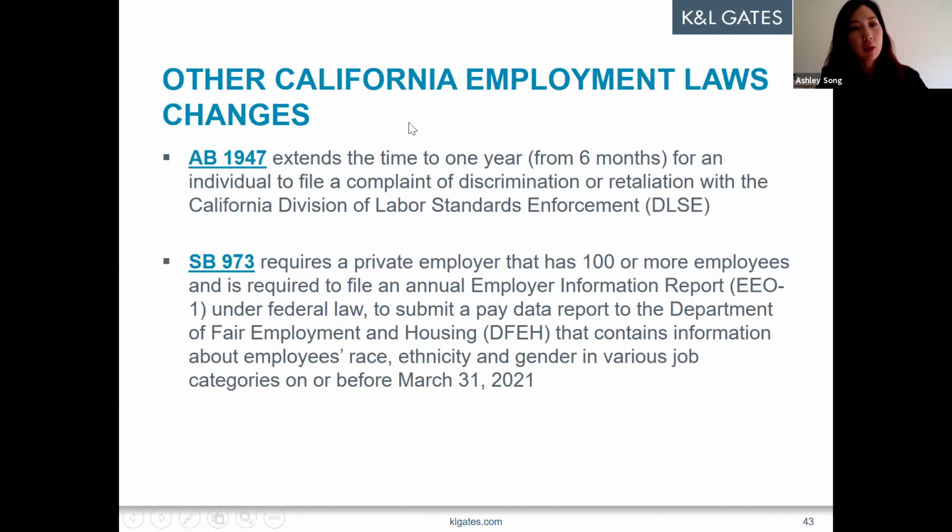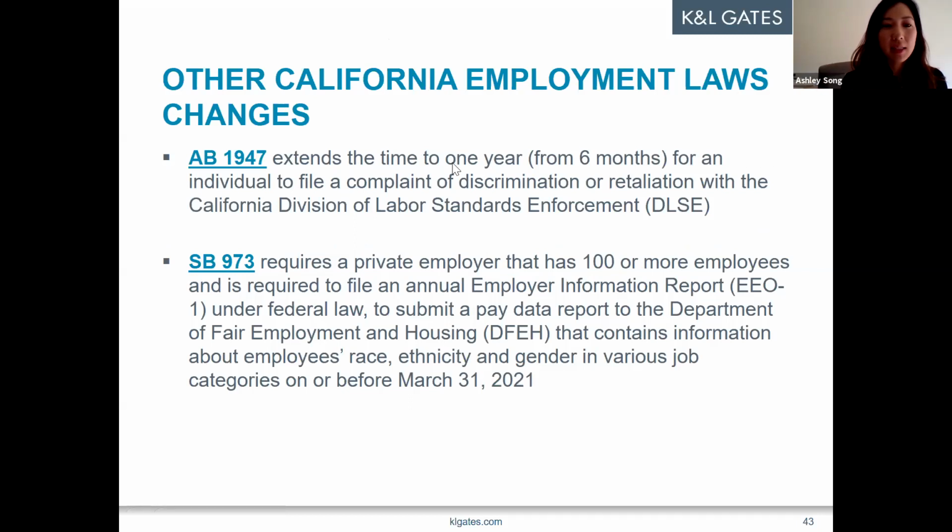Again, it's just smaller changes to employment laws, but AB 1947 extends the time to 1 year from 6 months for an individual to file a claim with the DLSE, which is the California Division of Labor Standards Enforcement. This might be cause for concern, especially for claims of discrimination or retaliation in the COVID world that we live in right now.